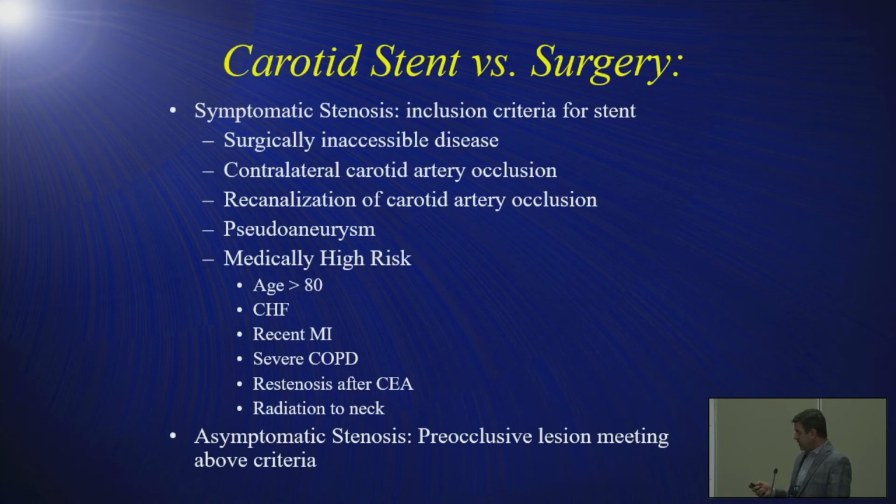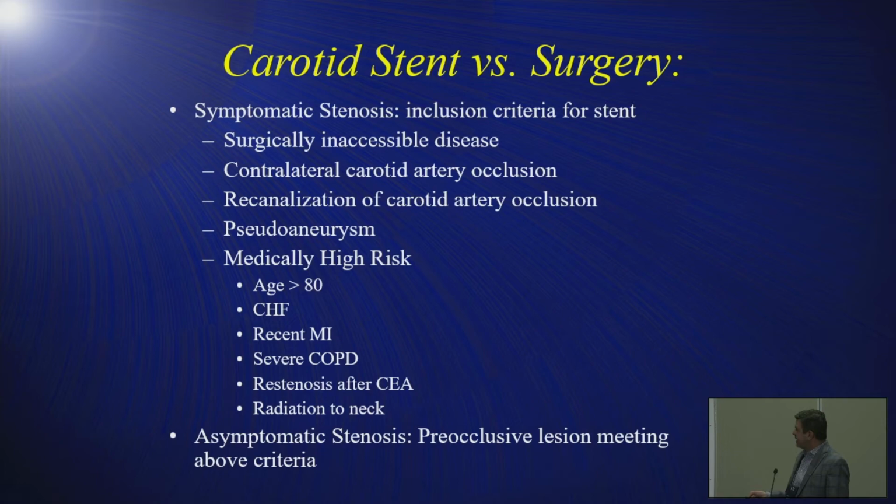So when do you consider stent versus carotid surgery? Well, if you have a symptomatic stenosis, that's the inclusion. You have to be surgically inaccessible. Maybe it's too high or too low in the neck to operate. Contralateral carotid occlusion or recannulation of a carotid occlusion. So if it's been reopened, someone that's had a stroke and it's been reopened during the time of their stroke while they clean out the clot in the brain. That's a very common scenario.